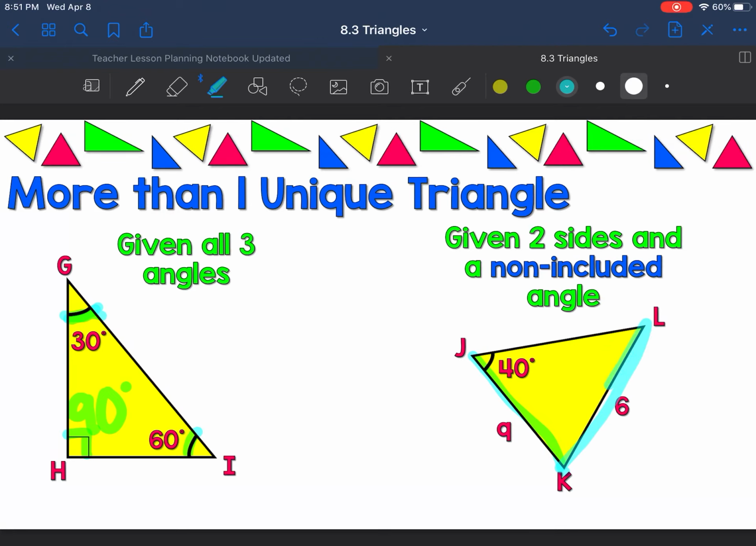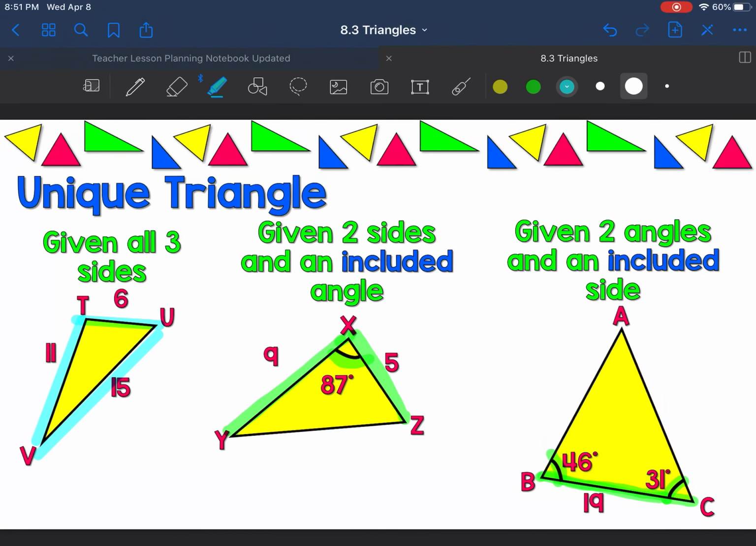If you're given two sides, for instance, JK and KL, like we are right here, and then you're given a non-included angle measurement, like J over here. Remember, JK would be like one slice of bread, KL would be like our other slice of bread, and then J, that angle 40, is what fell on the floor. It's your non-included lunch meat that's now on the floor that you're not going to include in your sandwich. So these two types of triangles are not unique. There can be more than one of these triangles.